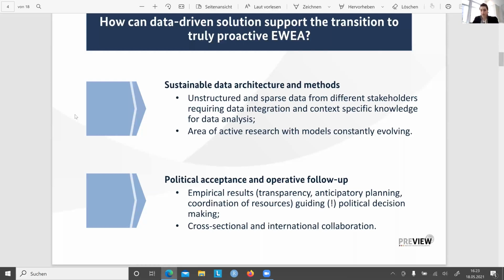And we also know that context-specific knowledge is really important in order to make the best use of the data in an analytical sense. And as I mentioned before, it is an area of active research with respect to models. So we also expect that this is going to evolve over time, and we would like to be a part of that. Over to you, Nicole.